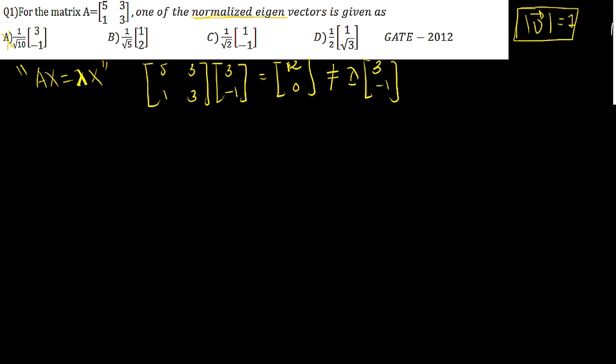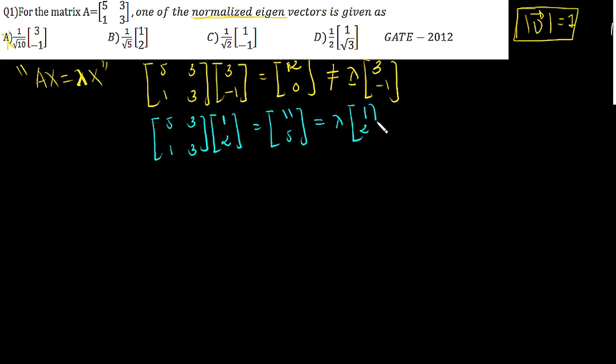Now let's move to option B. Again, let's put the matrix as it is and multiply it with the vector given in option B, which is 1, 2. Doing the matrix multiplication: 5 plus 6 is 11, and 3 plus 2 is 5. Again, we are not getting any scalar to represent this as lambda times x, so again it is not equal. Now let's move to option C.